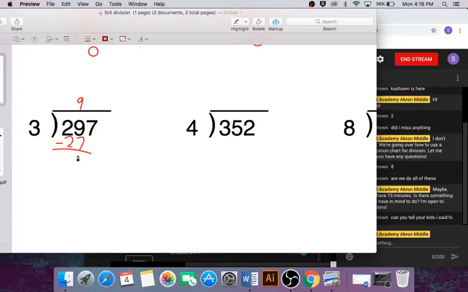29 minus 27 is 2. We bring down the 7. And then we already saw how 3 goes into 27 9 times, so we're going to put another 9 up here. 3 times 9 is 27. 27 minus 27 is 0.